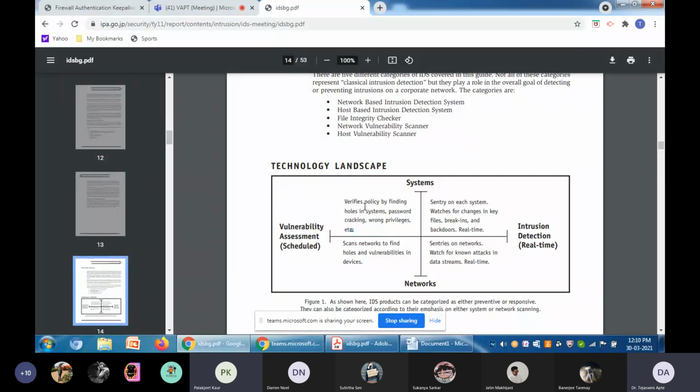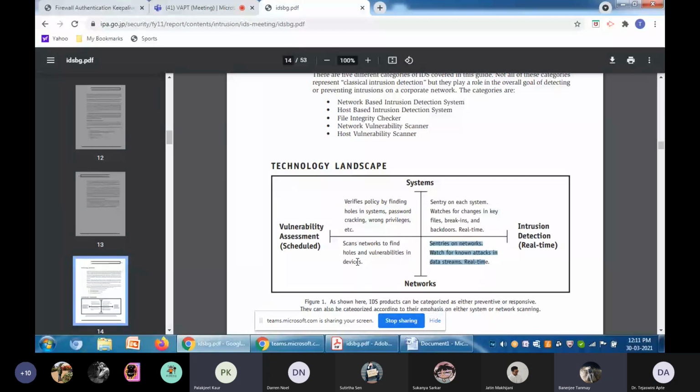How to read the XY coordinates? If I read like this, then the first quadrant is the left side top, the first one, the verifies policy. That is the first quadrant. Then the second one is the sentry on each system. Third one is the sentries on networks, and the fourth one scans networks, watch for known attacks. Always it is going to be read in the clockwise direction. Is it clear now?